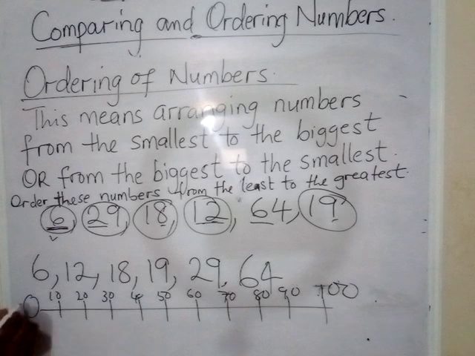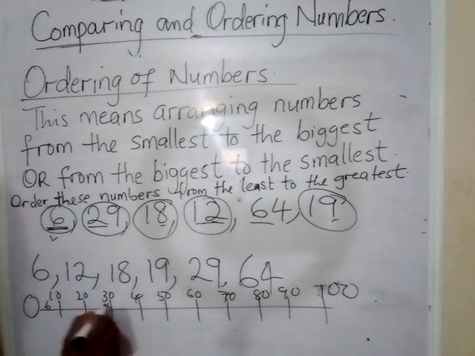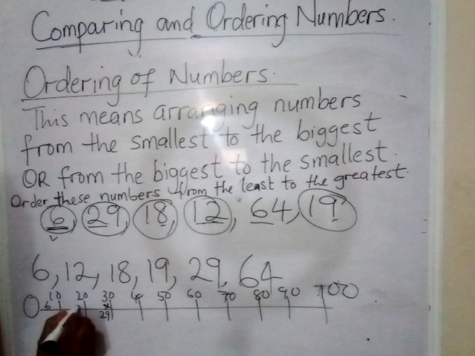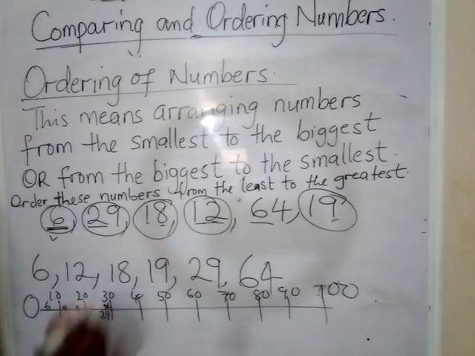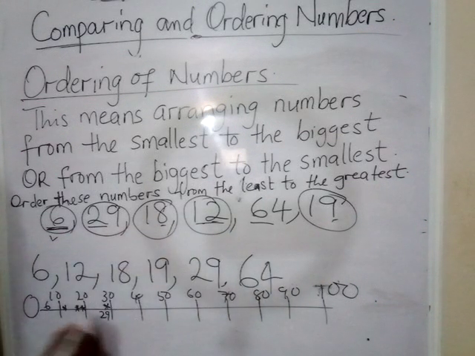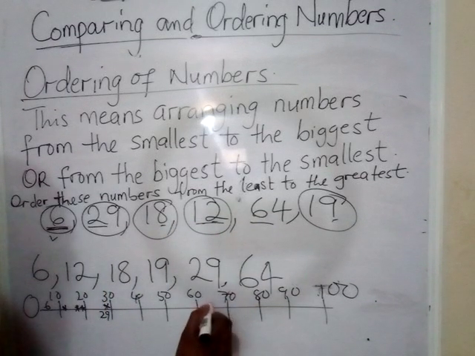Now let's use this to quickly determine where all these numbers are located. Remember, your 6 is between 0 and 10. So here we have 6, right? Your 29 is between 20 and 30. So we have 29 somewhere here. Your 18 is between 10 and 20. 12 is between 10 and 20 still, but 12 is closer to 10 than 18. And then we have 19, which is closer still to 20 than 18. And then we have what number again? 29, which we have indicated already. And lastly, we have 64. 64 is between 60 and 70.